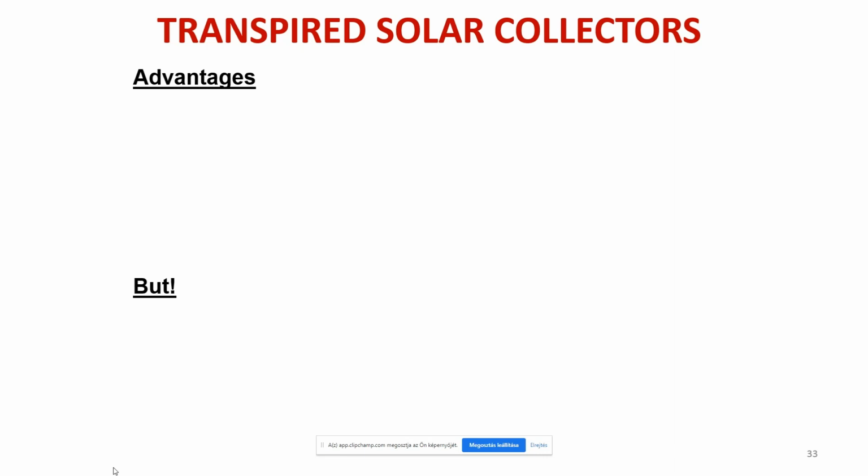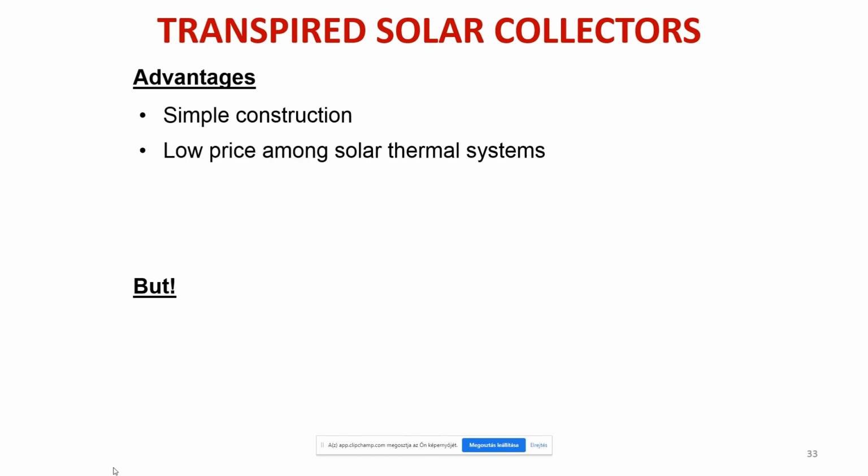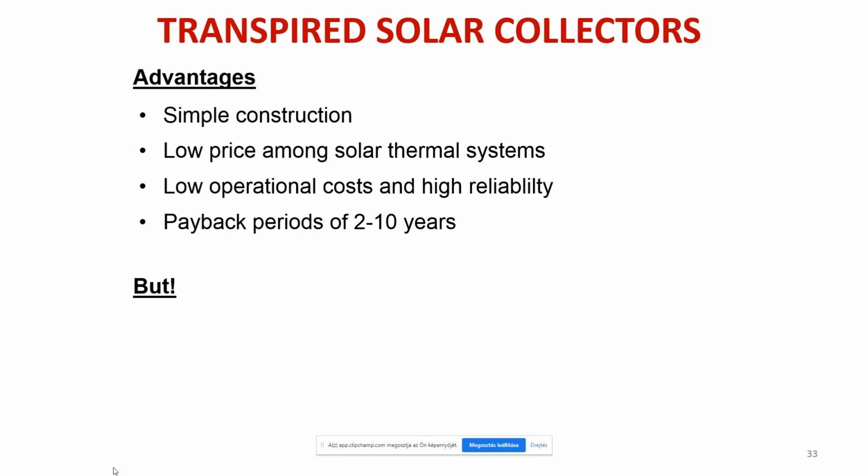Giving a short overview about transpired solar collectors, I would like to explain the advantages to you. It's a simple construction, therefore it has a low price among solar thermal systems, low operational costs and high reliability. Payback periods of 2 to 10 years have been defined earlier. However, the energy crisis of 2022 does not allow us to use such numbers any longer. In every case, it has to be redetermined.